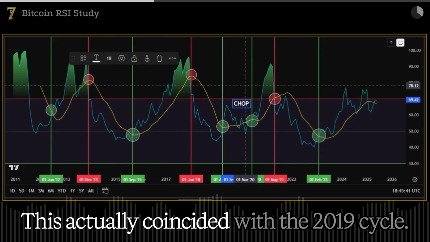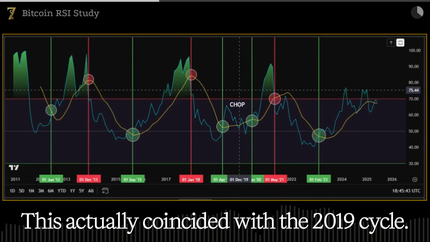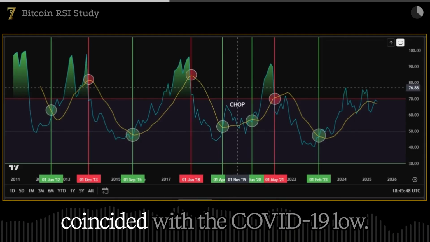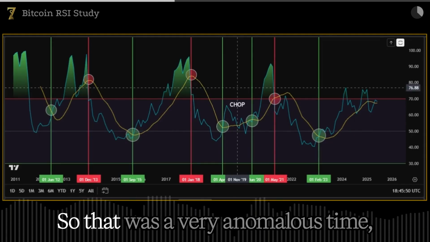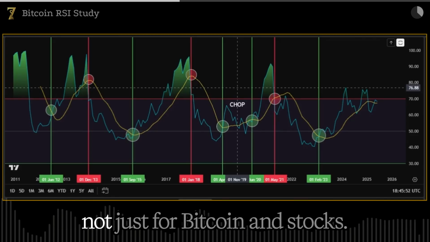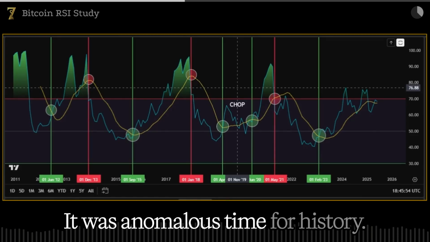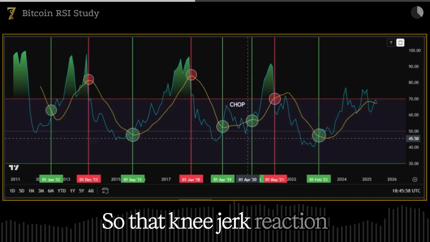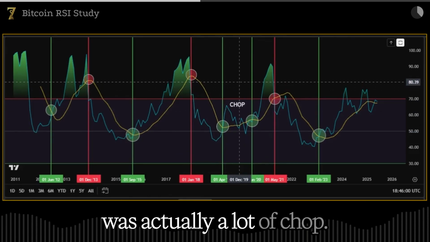This actually coincided with the 2019 cycle. That's the only time it whipsawed a few investors, and it also coincided with the COVID-19 low. So that was a very anomalous time, not just for Bitcoin and stocks. It was an anomalous time for history. We'd never seen the economy shut down like we had. So that knee-jerk reaction was actually a lot of chop.